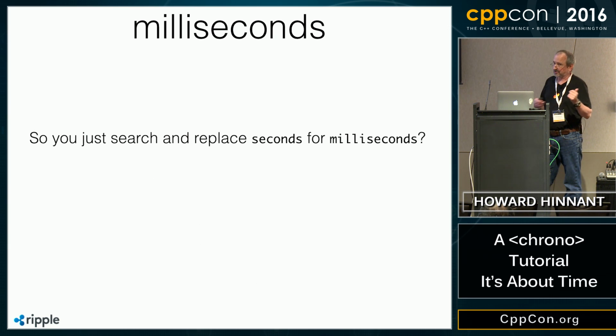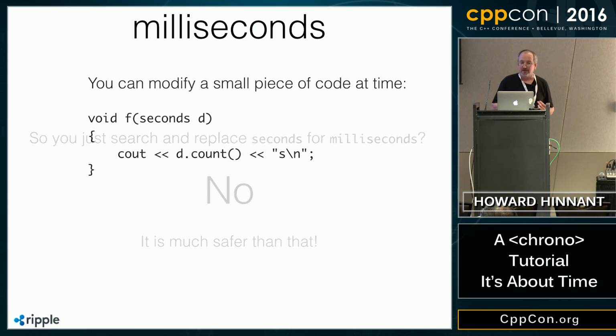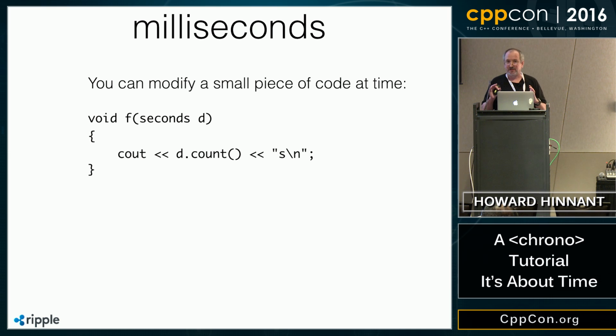So do we just search and replace our code, replacing seconds with milliseconds? No, that would be a dangerous way to do things. Chrono allows you to do something that is much, much safer than that. You modify a small piece of your code at a time, just porting that one piece of code from seconds to milliseconds, and then you recompile and retest. Don't modify your entire 1,000,000-line program at once. That would be a disaster.